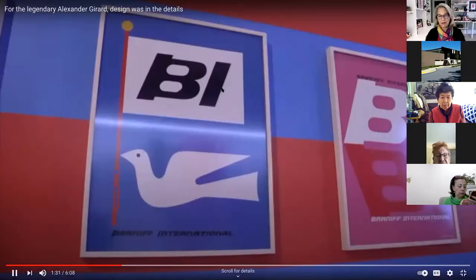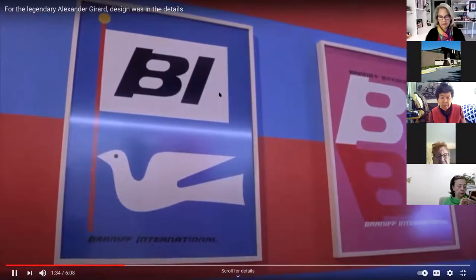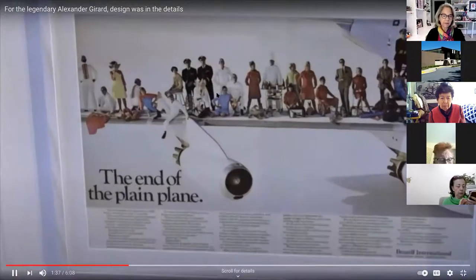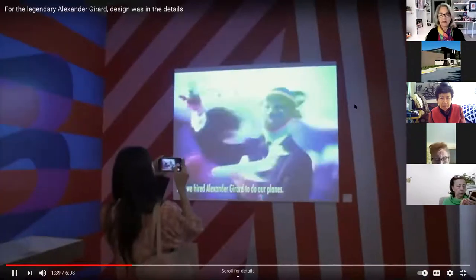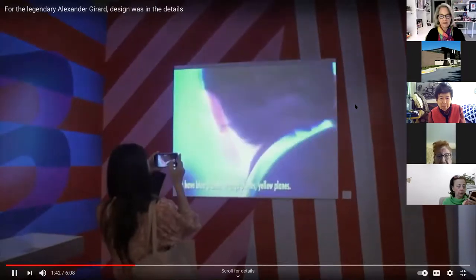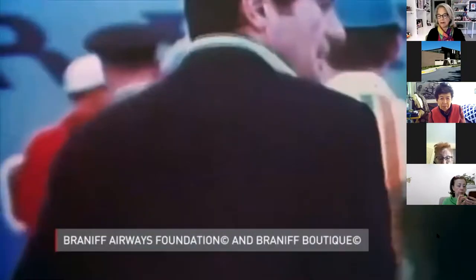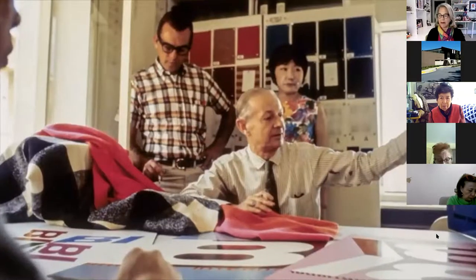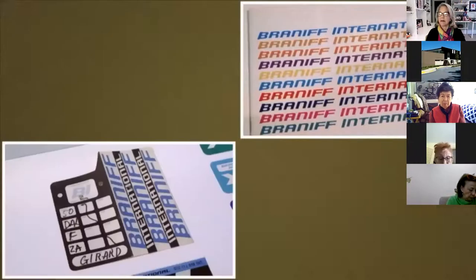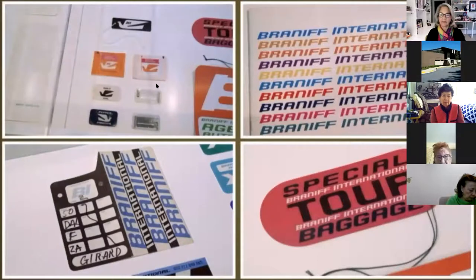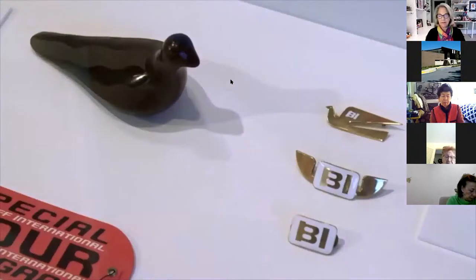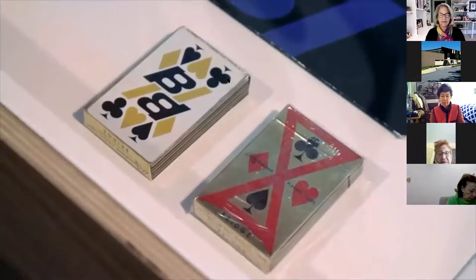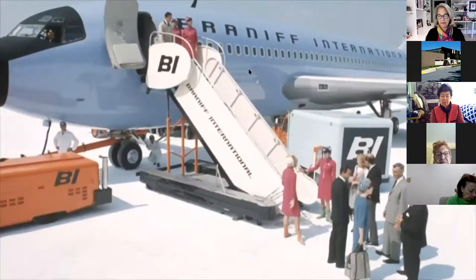In 1965, an even bigger design makeover for the Dallas-based Braniff Airlines. The new slogan, the end of the plain plane. We hired Alexander Girard to do our planes. We have blue planes, orange planes, yellow planes. You can fly with us seven times and never fly the same color twice. Again, Girard designed almost everything, including a brand new typeface used on tickets, baggage tags, and even sugar packets. The rebranding that he did in terms of logo, typography, it came through in over 17,000 individual objects. The aim, Girard said, was to destroy the monotony of air travel.